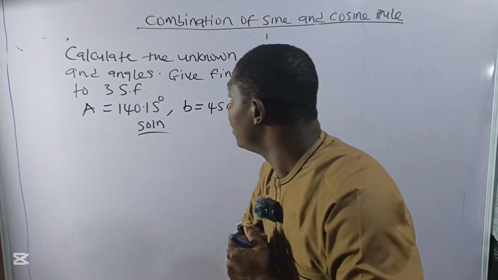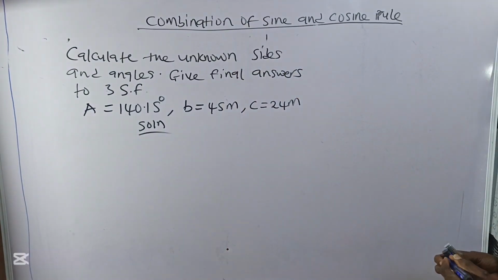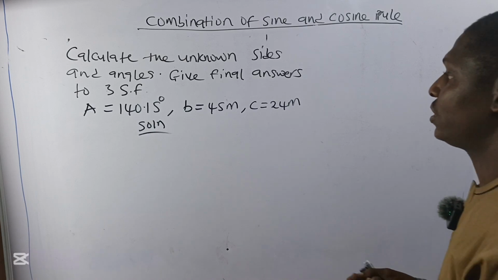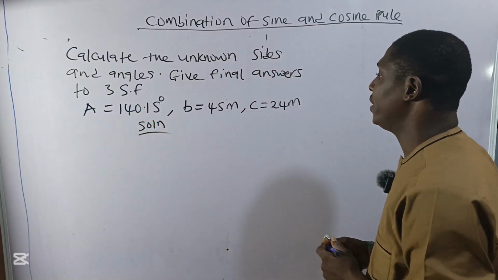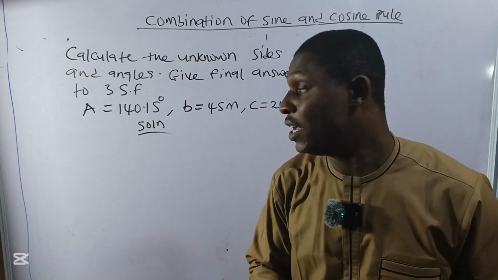We have this again on our list. It said calculate the unknown sides and angles. Give final answers to three significant figures. We have angle A to be 140.15 degrees, our b to be 45 meters, and our c to be 24 meters.